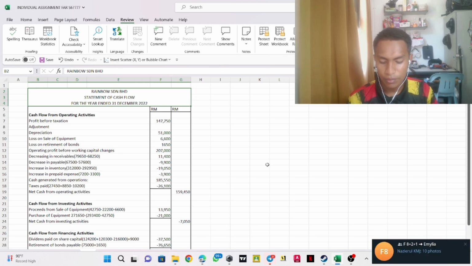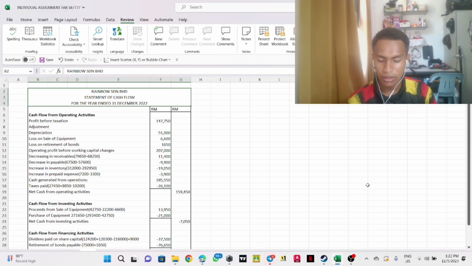The company provided me comparative statement of financial position as at year end of 2021 and 2022, a statement of profit or loss and other comprehensive income for the year ended 2022, and additional information on current year transaction. So let me explain how I got the answer through the format I have prepared. First, to prepare a statement of cash flow, we need to write the name of the company at the top like this.